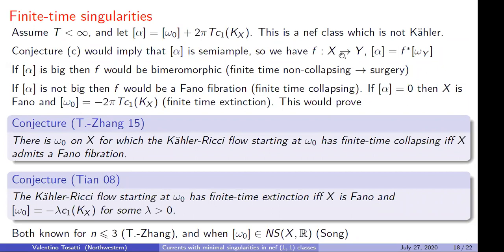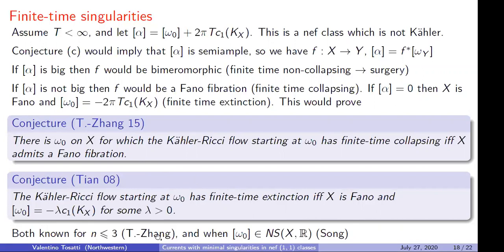And this has been done in the simplest type of contractions by Song and Weinkove. Maybe more interestingly, if it's not big, as I said, you get one of these Fano fibrations, and if you could prove the main conjecture with Simeon, actually these two conjectures would follow by work I did with Yuguang Zhang. Namely, you can characterize which manifolds, Kähler manifolds, have a finite time collapsing solution of the Kähler-Ricci flow. They will be exactly the ones that admit a Fano fibration. And you can characterize when you have finite time extinction, which means you have finite time singularity and the diameter is going to 0. Or Gromov-Hausdorff, you have a point. That would be if and only if X is Fano and the initial class is proportional to the anti-canonical, so the standard case. So these two conjectures both would follow from the conjecture with Simeon.